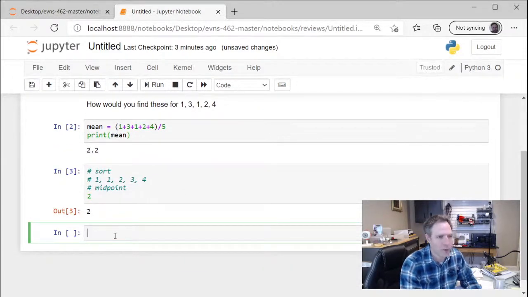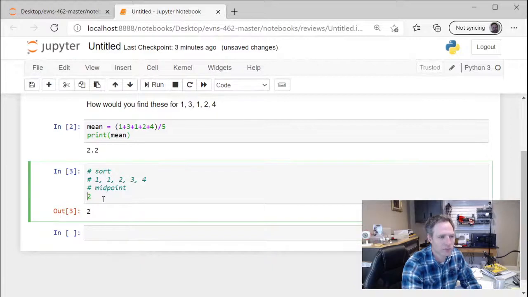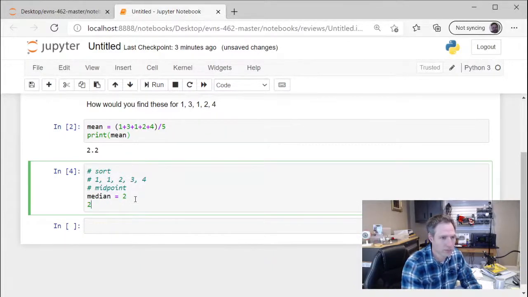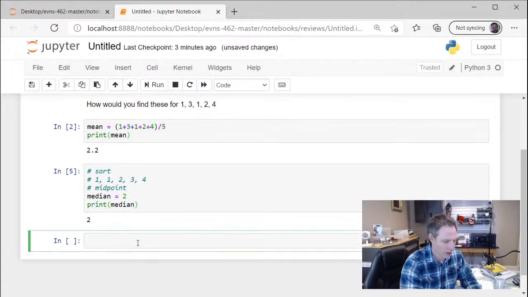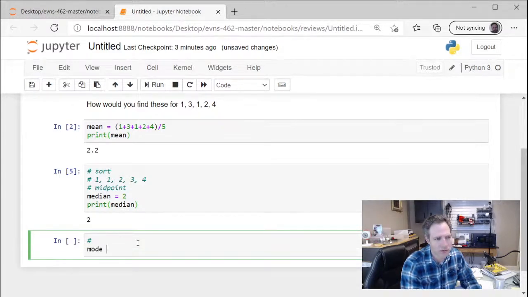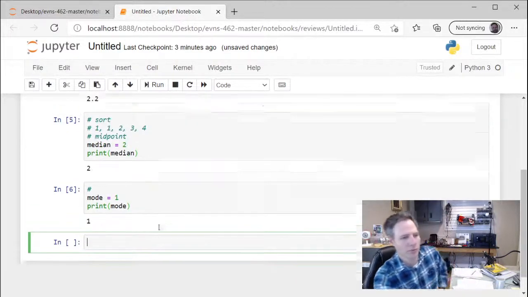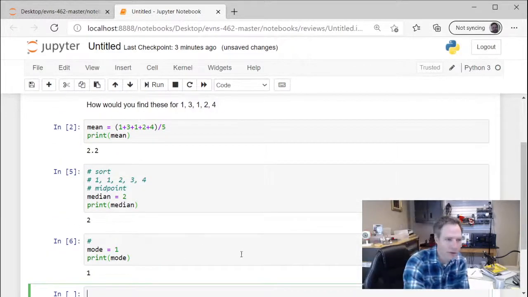All right, now what about the mode? Well, the mode is the most frequent value in the data set, which in this case would be 1, because it happens twice, and all the other values just happen once.